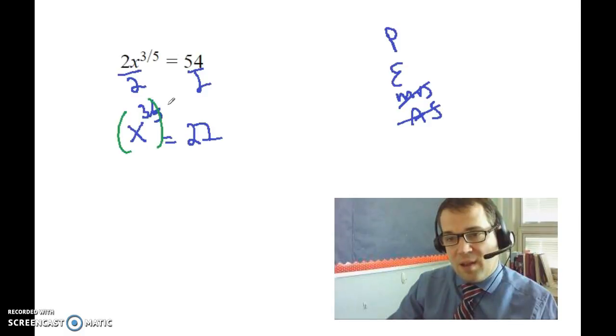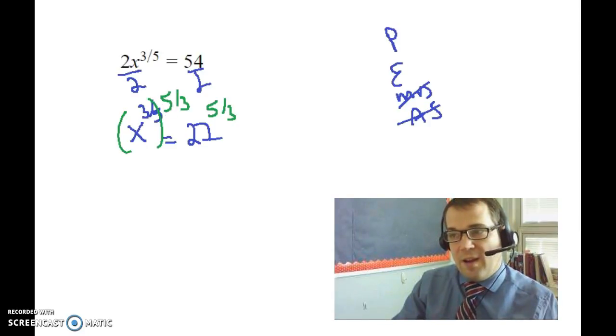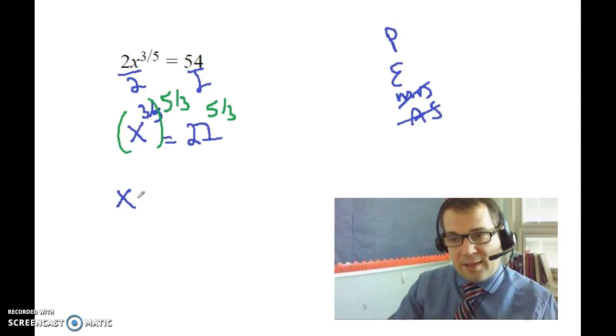So this is 3/5. I'm going to say 5/3. I'm going to say 5/3 on both sides. 3/5 times 5/3 multiply to make 1, effectively canceling the power on that side.